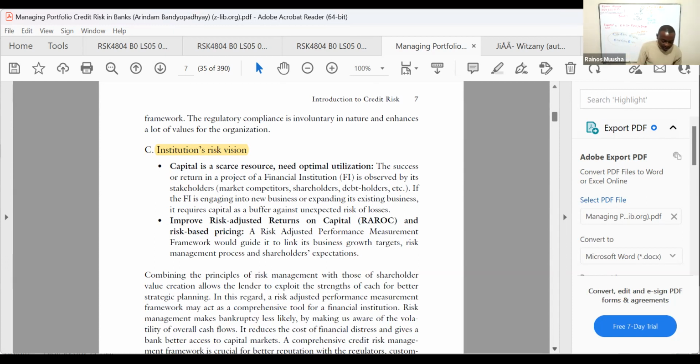Then they also look at improving risk-adjusted returns on capital and risk-based pricing. And here they say a risk-adjusted performance measurement framework would guide it to link its business growth targets, risk management processes, and shareholder expectations as well. So these are some of the issues that also end up affecting the credit risk of the bank overall.